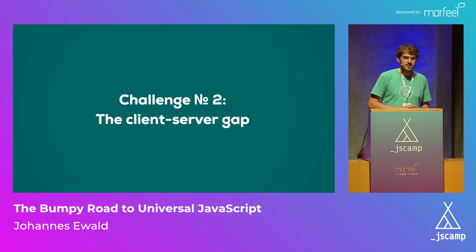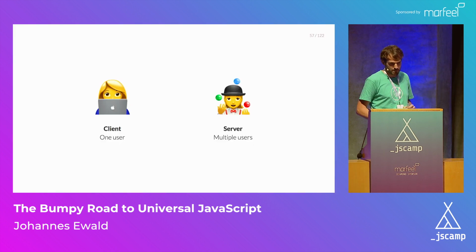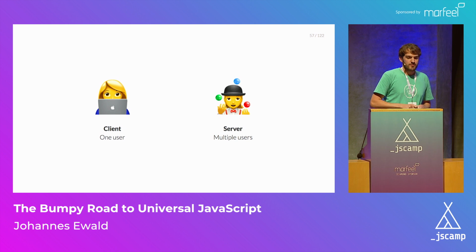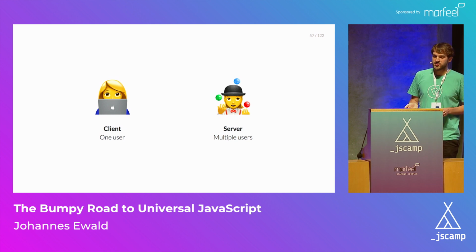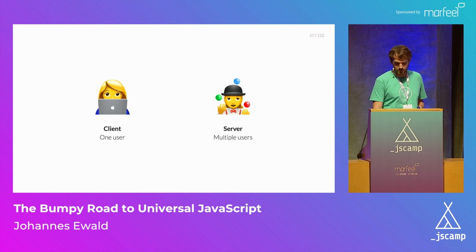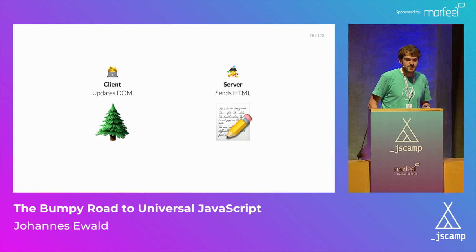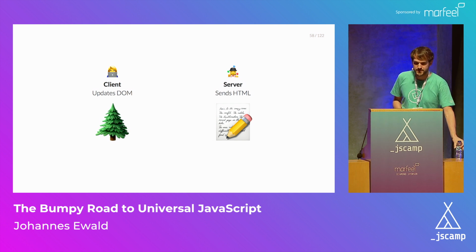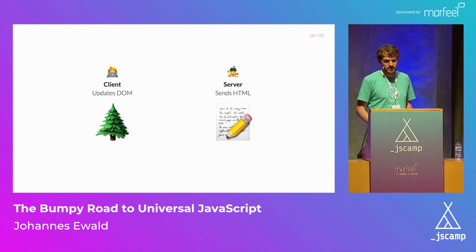So the next challenge is the client-server gap. Because on the client, we have just 1 user, and on the server, we have multiple users. And there's also another difference. In the client, the result of our app render is a DOM update, and the result of our server render is an HTML document or HTML string. So how can we merge these 2 environments?